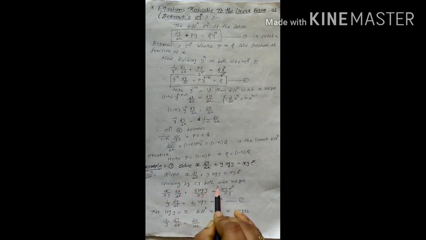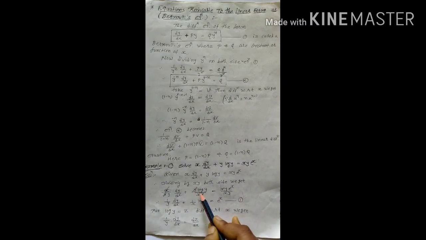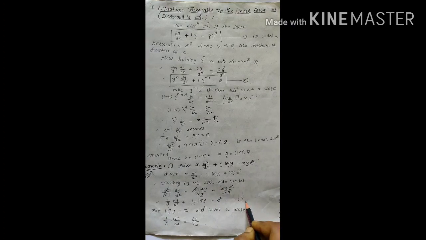Therefore dividing by xy on both sides, we get x divided by xy dy by dx plus y into log y divided by xy is equal to xy e raised to x divided by xy. Now x is cancelled out here. Therefore 1 upon y dy by dx plus, y is cancelled out, 1 upon x into log y is equal to, now xy cancels out, e raised to x. This is equation number 1.